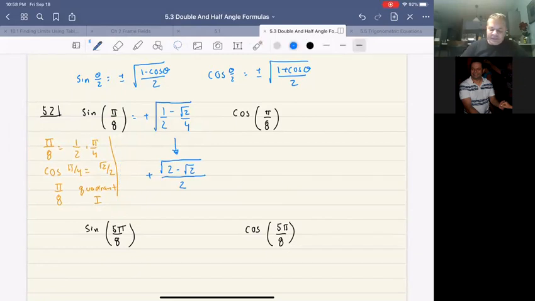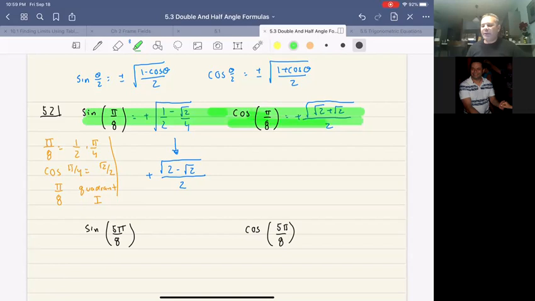Okay, and then we get this one almost for free. It's almost the same except this has a plus in there. So it's going to be plus the square root of 2 plus root 2, divided by 2. Okay, that one almost came for free.